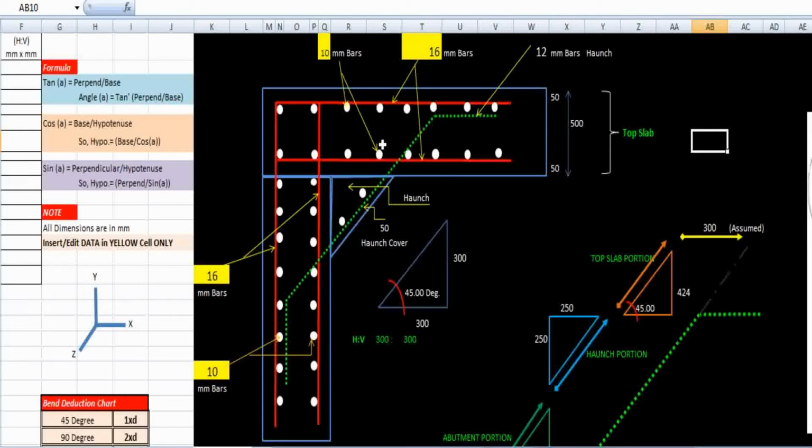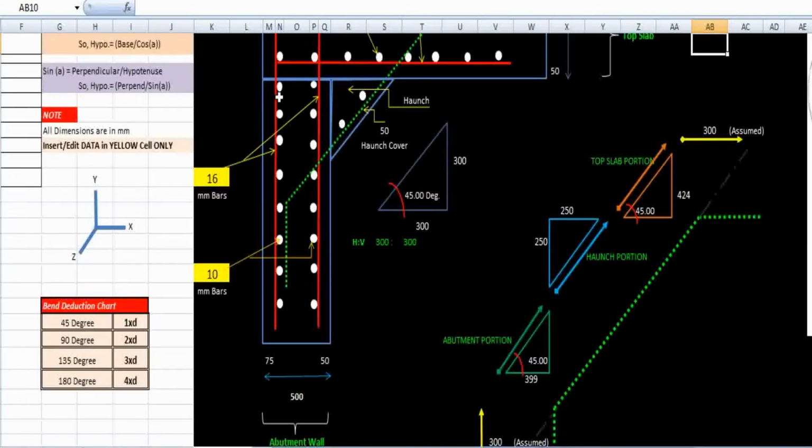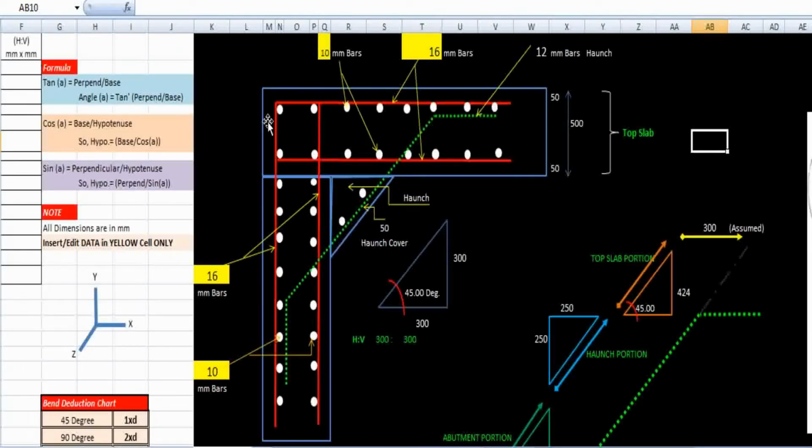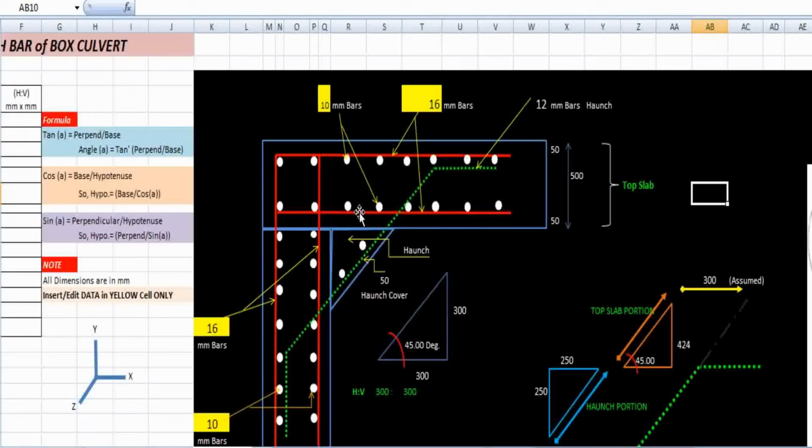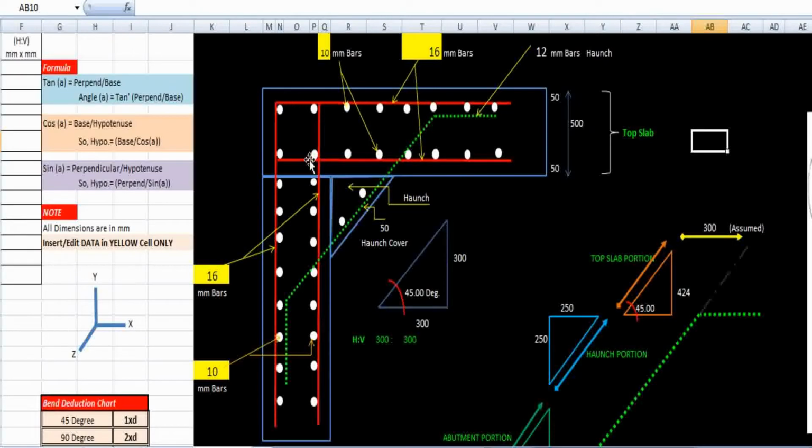As you can see, this rectangular portion is the cross section of the top slab in the box culvert, which has the top slab as well as the abutment wall, and also the bottom slab. So this is the top slab and this is the abutment wall. From the abutment wall to the top slab we have to provide the hunch bar. This triangle is nothing but the hunch. And we are providing regular reinforcement steel as per our design and drawing.